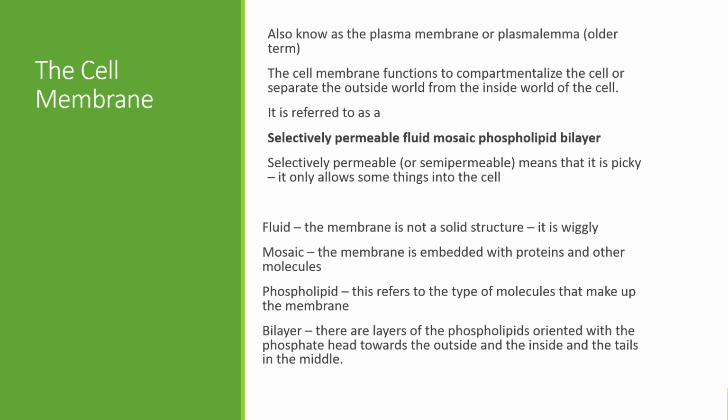Mosaic. Mosaic means that it has other things embedded in it, like proteins. And you just saw that with all the integral proteins that were embedded in the cell membrane itself. Phospholipid is describing the type of molecule that makes the membrane. And then bilayer, you've seen multiple times now that there are two layers, and those two layers are arranged so that the phosphate head, the hydrophilic portion, is toward the outside and the inside of the cell, and the tails are in the middle. So it's kind of like a cell membrane sandwich. Your two pieces of bread are your phospholipid heads, and the tails are your peanut butter and jelly.